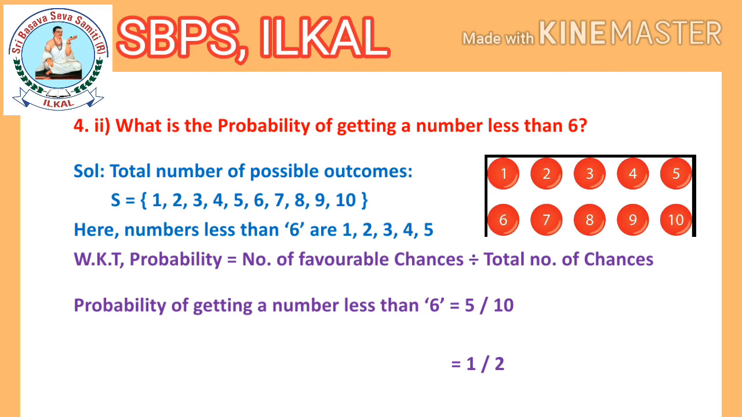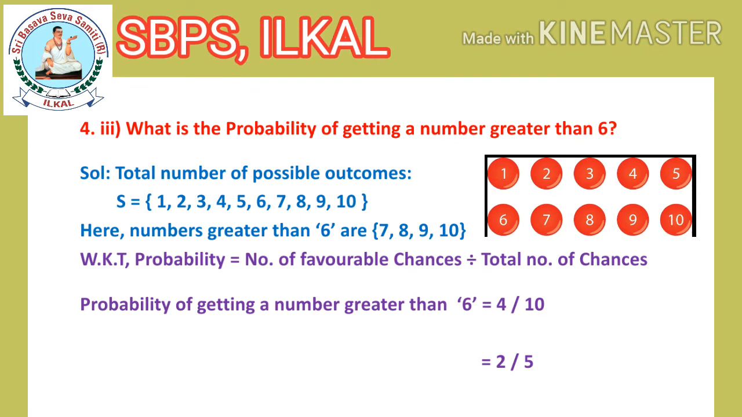These are numbers less than 6. We know that probability is equal to number of favorable chances divided by total number of chances. Therefore, probability of getting a number less than 6 is equal to 5 by 10. Strike out, children, numerator and denominator. 5 ones are 5, 5 twos are 10. 1 by 2 we will get.